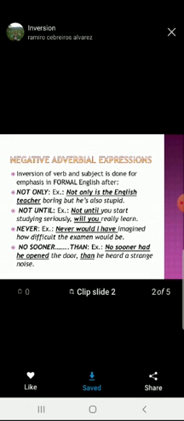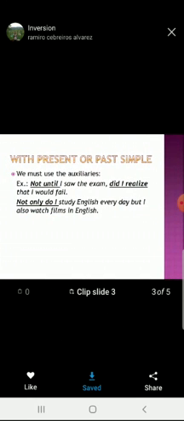No sooner than juga sama. No sooner had he opened the door, then he heard a strange noise. No sooner had he opened. Bukan no sooner he had opened. With present or past simple, we must use the auxiliaries. Yeah, if we make a sentence in simple present or in simple past tense, we have to use the auxiliary. Did, do, or does. Depends on the subject of the sentence.